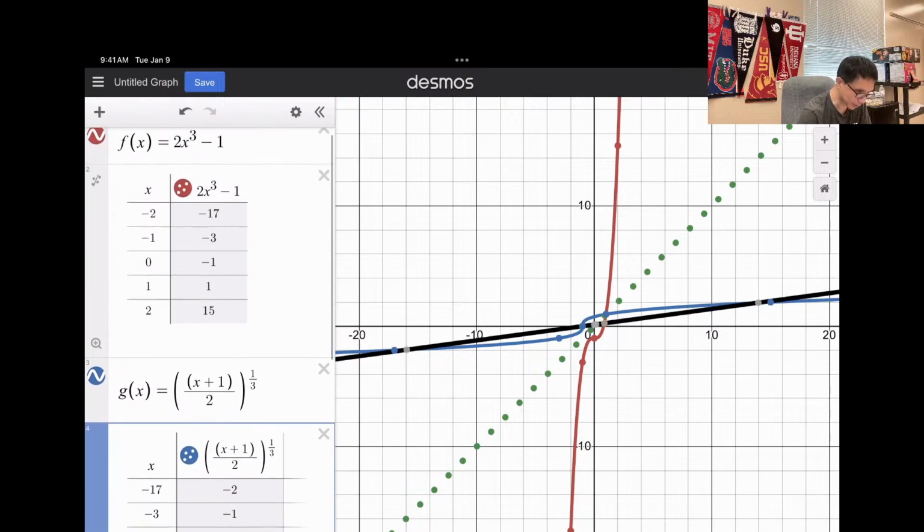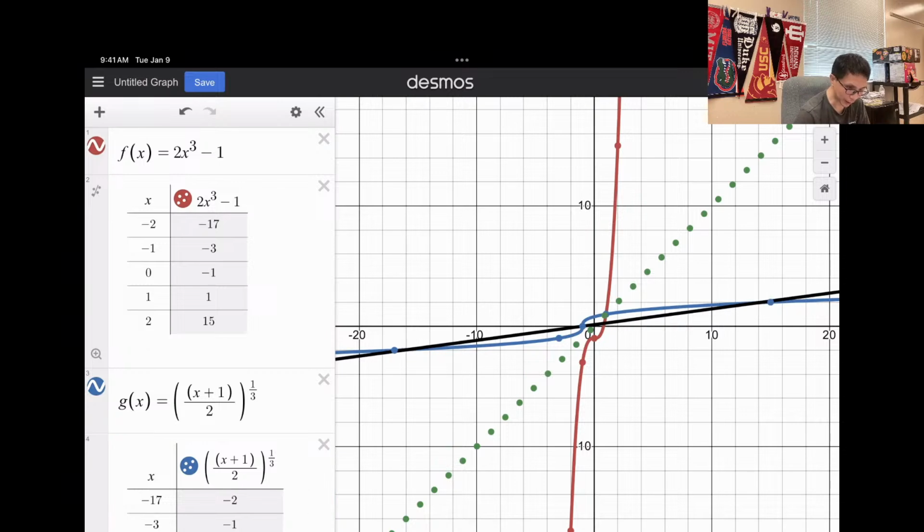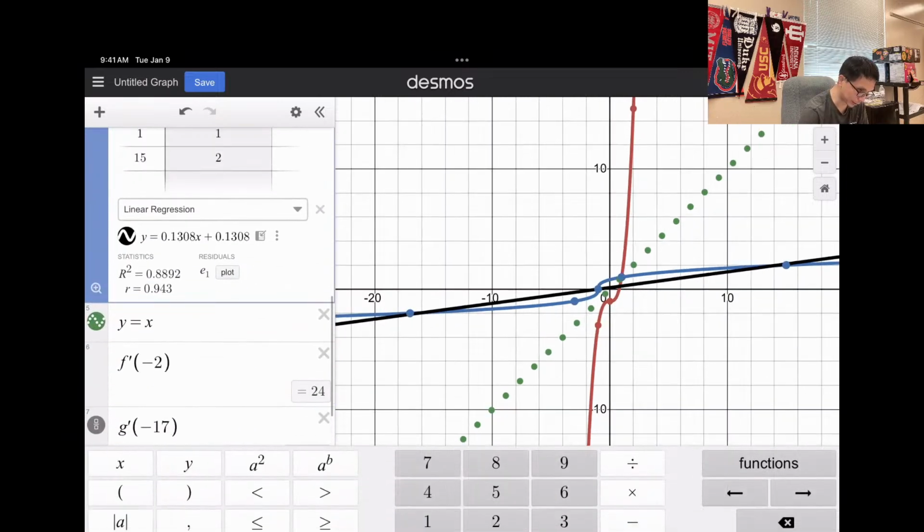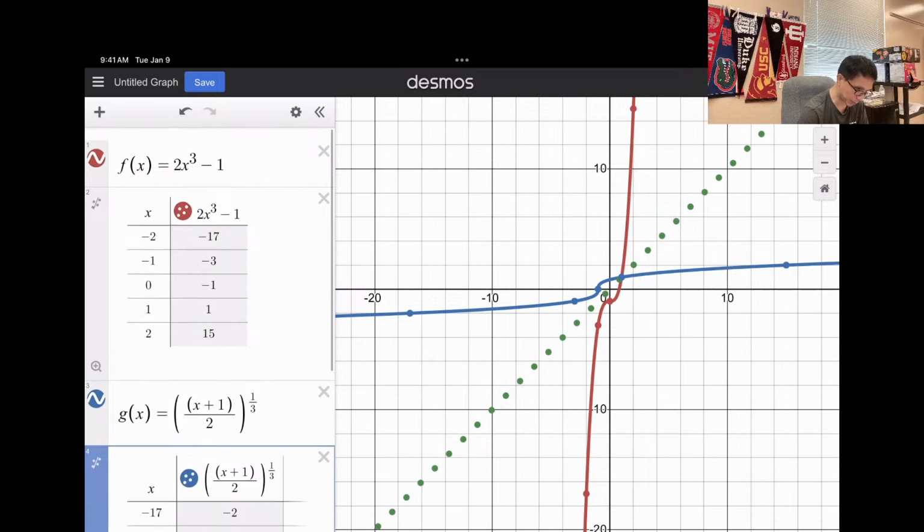Pay attention to two things. One is the green line. Sorry, I don't know why there's a black line here. Oops.